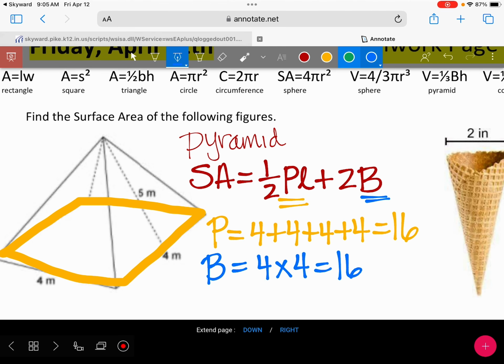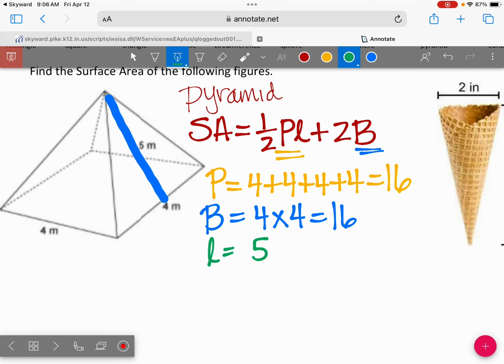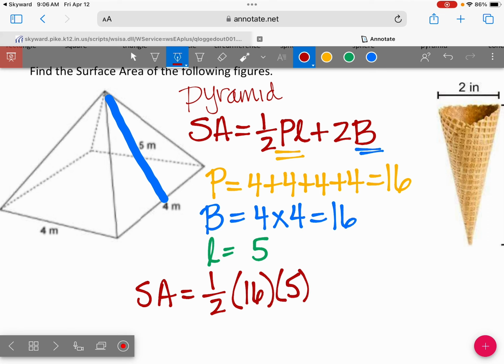All right, the last thing we need to know is L. And L is the length of the side, which is this right here. And what did they tell us that that side is? 5, yep. So we just need to pick up our calculators and type it all in. So surface area equals 1/2 times the perimeter times L plus 2 times the area of the base. So take a minute and type that in your calculator.